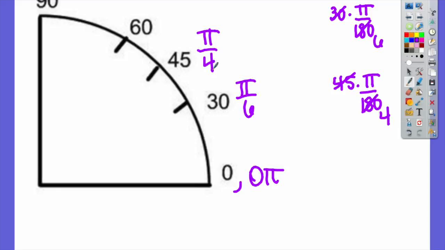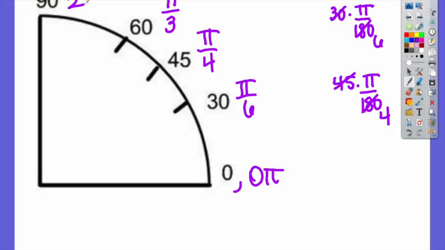The next one would be pi over 2. This one is pi over 3. You still can do the same type of conversion. And the last one, 90 degrees. Pi over 2. Now, today, yes, if you need to use the conversion of pi over 180 to figure out what degree matches up or what radian, that's fine.